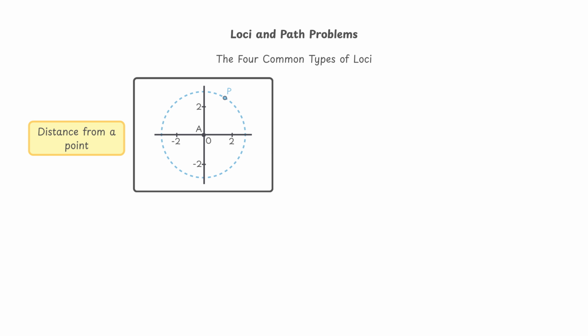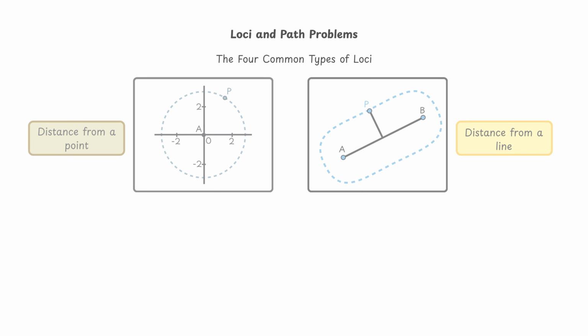Let's get started. Here are the 4 common types of loci you need to know for exam questions. First, distance from a point. If a point must stay a fixed distance from another point, the locus forms a circle. Every point on the circle is exactly the same distance from the center. Second, distance from a line. If a point must stay a fixed distance from a line segment, the locus forms a running track shape. It has 2 straight parallel lines and curved ends.